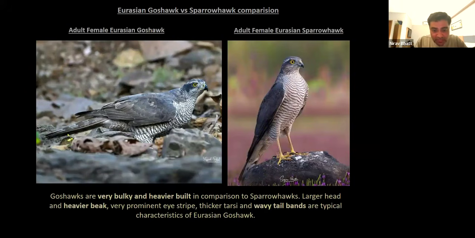It has a heavier beak, prominent eye stripe, thicker tarsi. Okay, the tail bands here. The tail bands of northern goshawk, Eurasian goshawk, are different. It has prominent big bars with a wavy pattern. The bars are not uniform. So it has a wavy structure, a typical characteristic of Eurasian goshawk here.